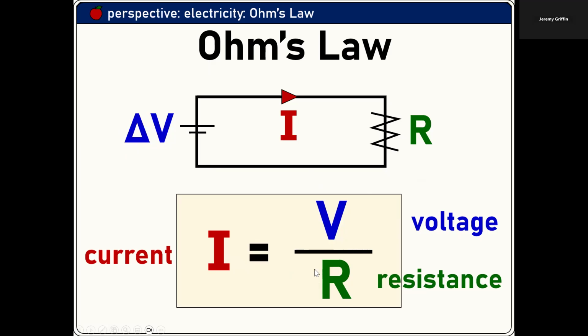What about this? What if you kept the same battery, so just stick to your AA battery, but you increase the resistance? If you increase the resistance, what happens to the current? It's going to decrease.